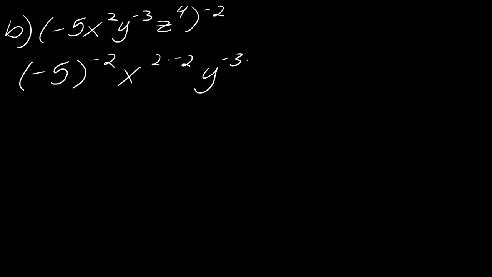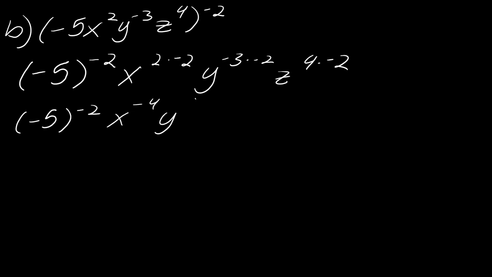So y to the negative third times negative 2, and then z to the fourth, not negative fourth, z to the fourth times negative 2. So let me complete all of my multiplication here. So this is negative 5 to the negative second, x to the negative fourth, y to the 6th, z to the negative 8th. Okay, there we go. So now this, and this all need to be sent to the denominator.